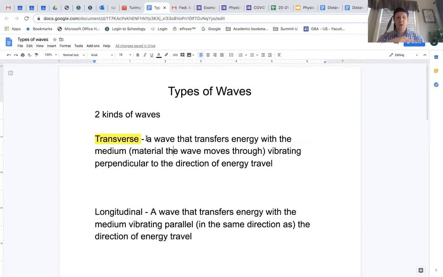So here we go, transverse wave. A wave that transfers energy with the medium vibrating perpendicular to the direction of energy travel. And that's why I said perpendicular, and I used a T symbol. If you remember from geometry class, the upside down T is the perpendicular sign. So in this case I just use it as a T to remind us of transverse with a T. And the medium is going to vibrate up and down, up and down, up and down, while the energy wave travels perpendicular at a horizontal motion to it.